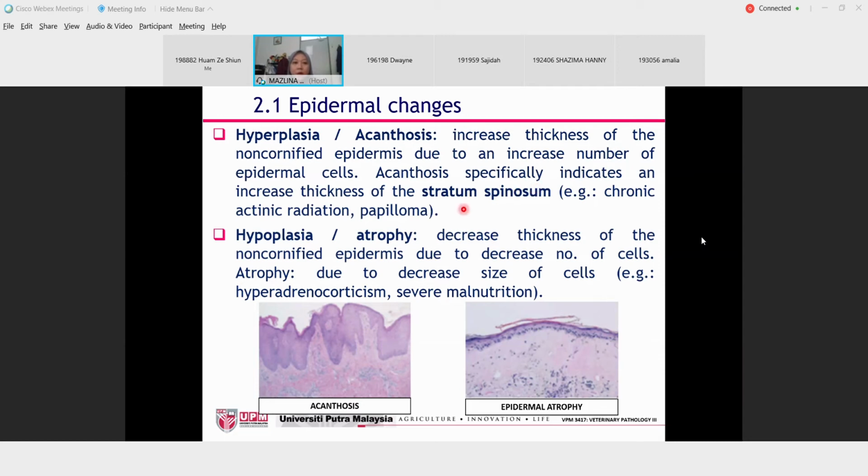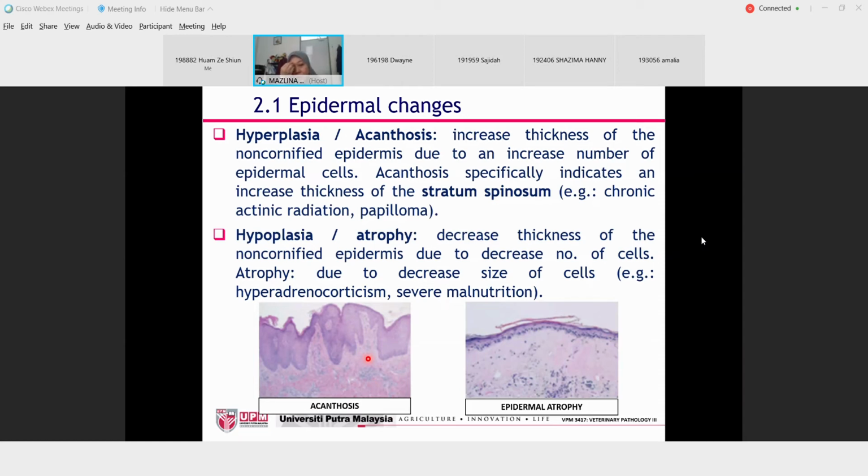Okay, and then of course the opposite would be hypoplasia or atrophy, whereby there will be decreased thickness of the non-cornified epidermis due to the decreased number of cells. Atrophy can also be due to decreased size of cells, because they are small, which leads to the appearance of atrophy. This is a very common finding in hyperadrenocorticism and severe malnutrition.